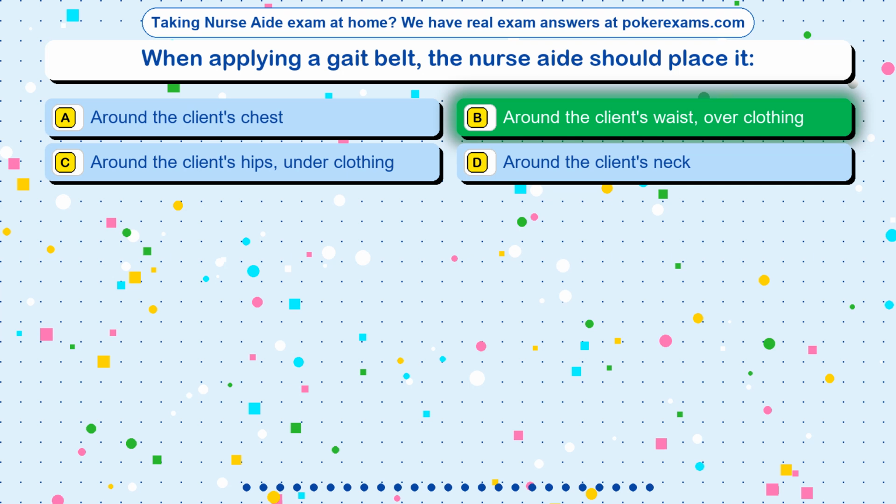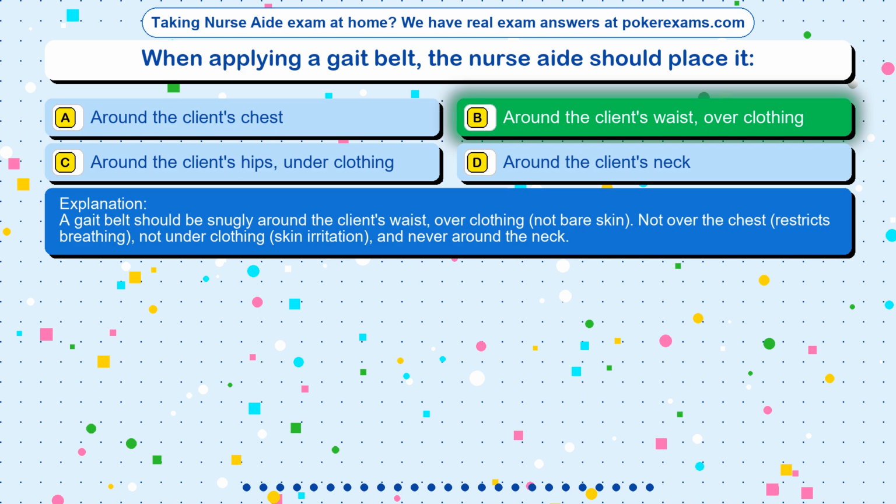The correct answer is option B. Around the client's waist, over clothing. A gait belt should be snugly around the client's waist, over clothing, not bare skin. Not over the chest, as it restricts breathing; not under clothing, as it causes skin irritation; and never around the neck.